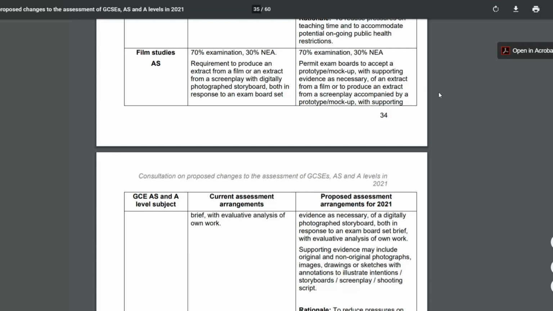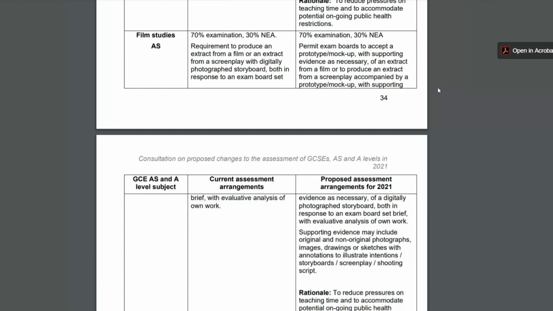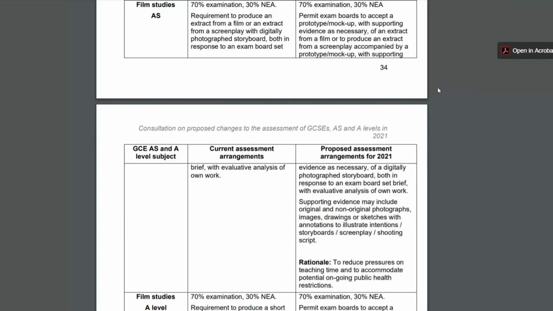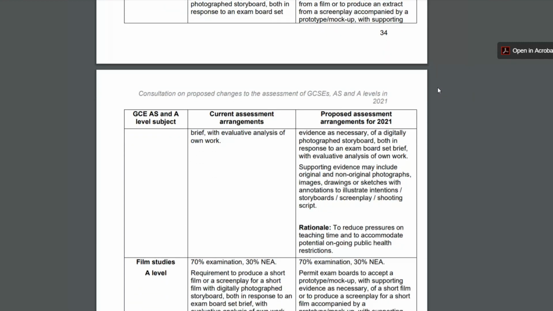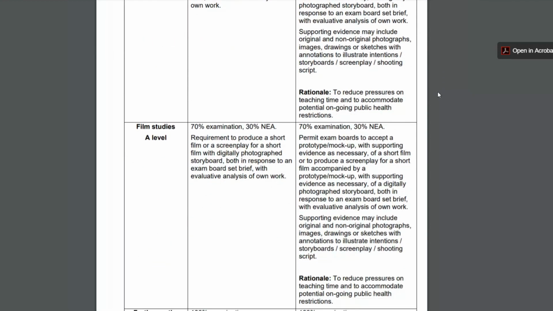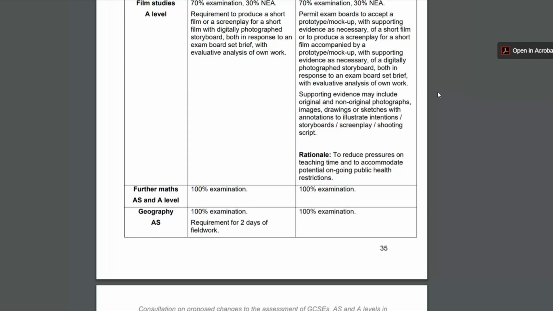However, they're permitting exam boards to accept a prototype mock-up with support of evidence as necessary. So basically they don't need to see the entire thing. A mock-up or some evidence, whether that be photographic or sketch or whatever, that will be allowed. And once again, they're pushing for this portfolio, like with dance and like with the GCSE media studies and film studies. Film studies A level, exactly the same sort of thing, 70%, 30%, with the same requirements in the changes for 2021.